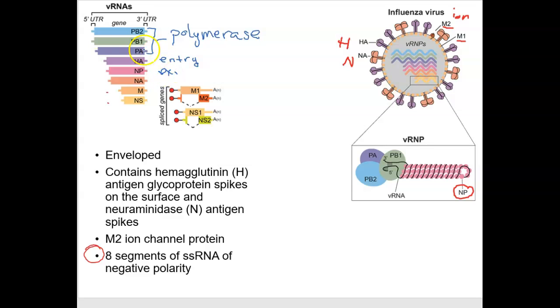Oops. That's why there's an NP and an NA. I just made a mistake there. So NP is our nucleoprotein, and this is going to coat the RNA and protect it. Coat the viral RNA, as shown here. And then NA is going to be responsible for exit.